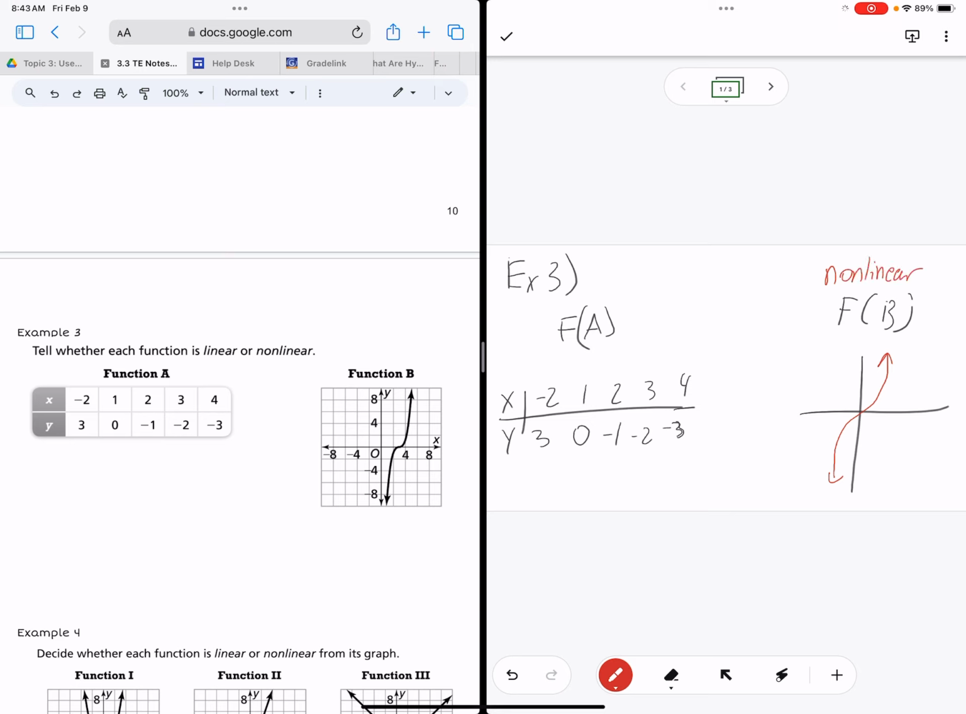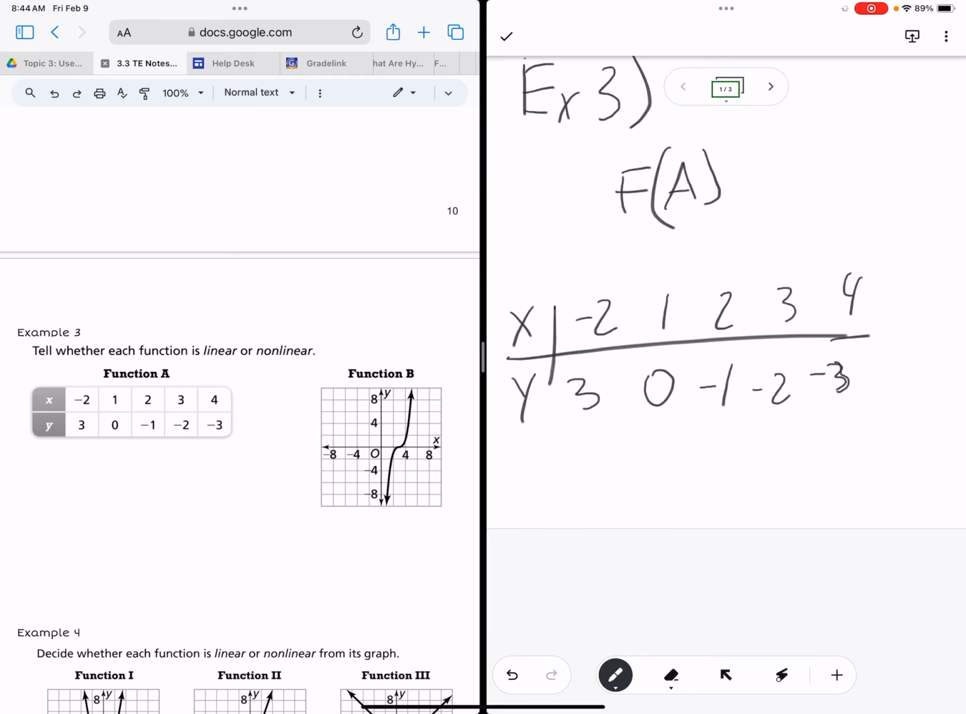All right, so for function A, it's a little tougher. We're not given a graph that we can look at, right? For function B, we can just look at the graph and say, oh, it's not a straight line, it's curved. But function A, we have to do something very specific. What do we have to do? You have to find the slope of 2 different points. So we have to do our slope formula twice for 2 different points.